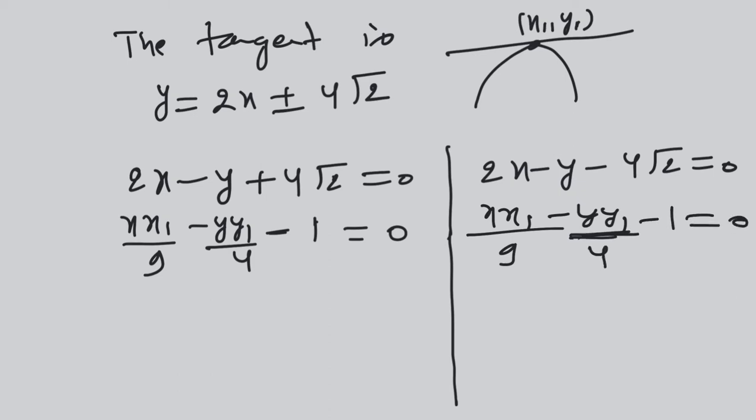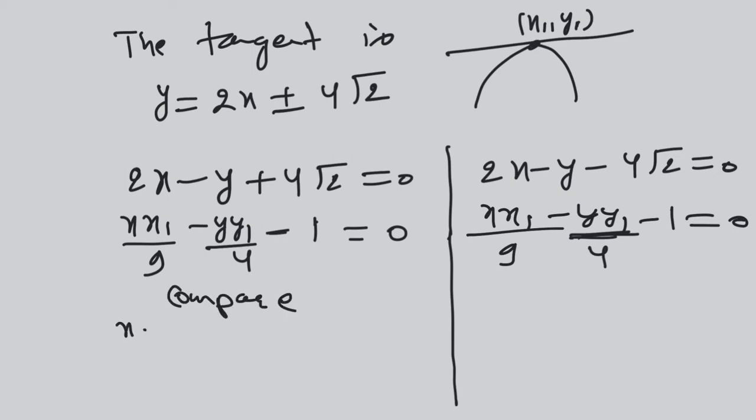Now we will compare the tangents in both cases, that is, the coefficient of x. One of the tangents is this and the standard tangent is this, and the other tangent is this and its standard tangent is this. We will compare these two tangents as well as these two tangents, and then we will get the point of contact. So we compare the coefficients here.